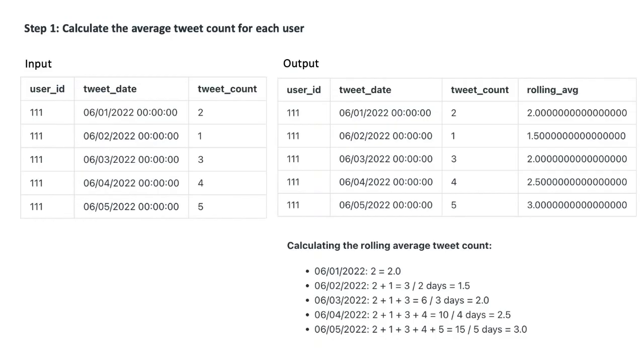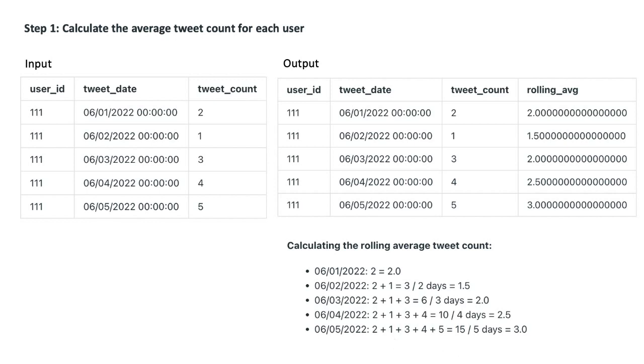In order to solve this problem, let's break it down into 3 different steps. The first step is to find the rolling average tweet counts for each user. On 6-1, we have only 1 record, so our rolling average is 2. On 6-2, we have 2 records, so we are finding the average for 2 days. On the third day, we are finding the average for prior 3 days. For 6-4, we are finding the average for prior 4 days. Similarly, on 6-5, we are finding the average of prior 5 days.